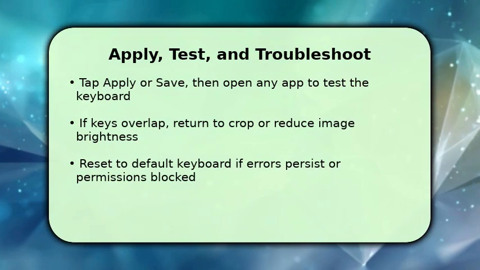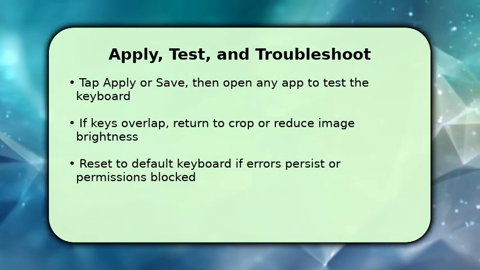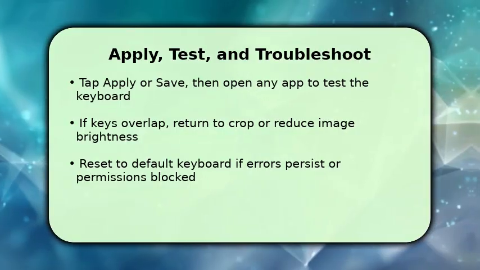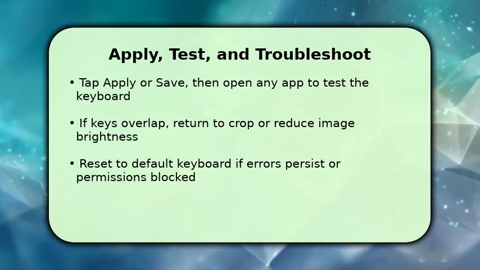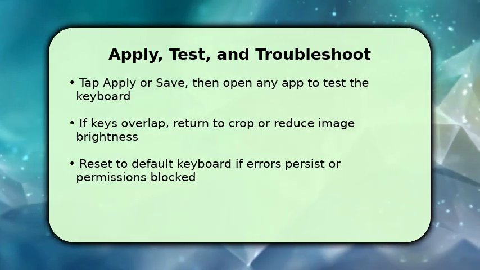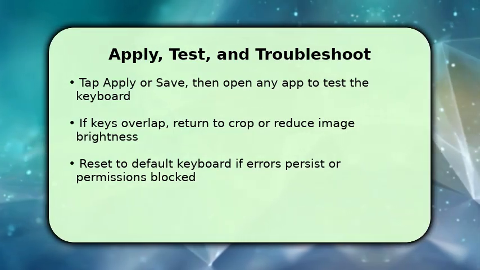You finish by tapping Apply or Save, then immediately open Messages or Notes to test typing. This confirms alignment and readability. If keys overlap or text is faint, return to the background settings to recrop, lower brightness, or increase key contrast. Small tweaks fix most issues.